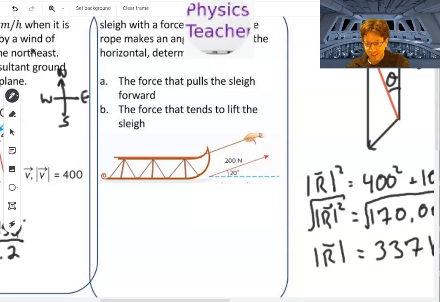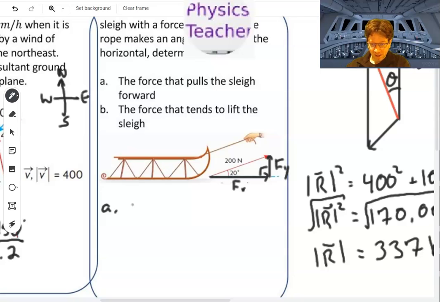So if we split it up, if this is going to the right and up, then we'll make two vectors, one going to the right and one going up, like so. And that's a right angle triangle. So for part A, let's call this our force in X, and this will be our force in Y. Part A says the force that pulls the sleigh forward. So for part A, we're going to solve for the force in X.